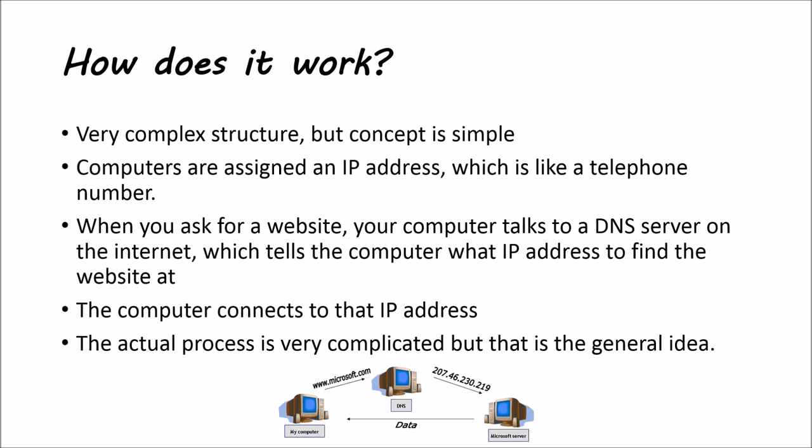So from there, your computer will learn what the IP address of the computer it wants to get to is, and it'll start talking to it. So it's really a lot more complicated than that, but just to make it simple, that's the general gist of how it works. So your computers have a phone number, basically. They talk to a directory, which is the DNS server, to find out what the phone number they need is, and then they call that phone number. That's the general idea. So remember, the phone number is actually an IP address, and the directory would be the DNS server.